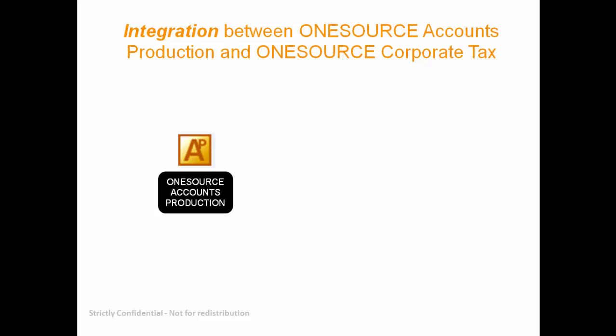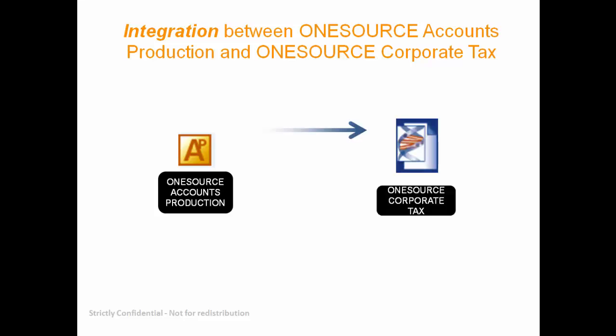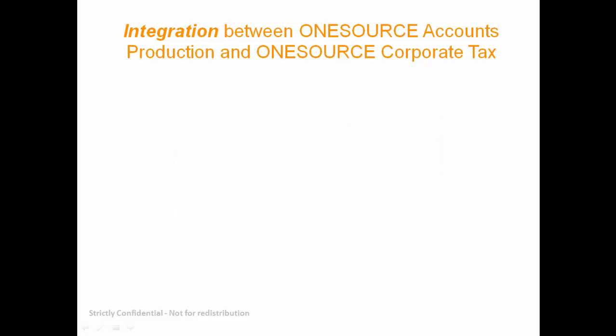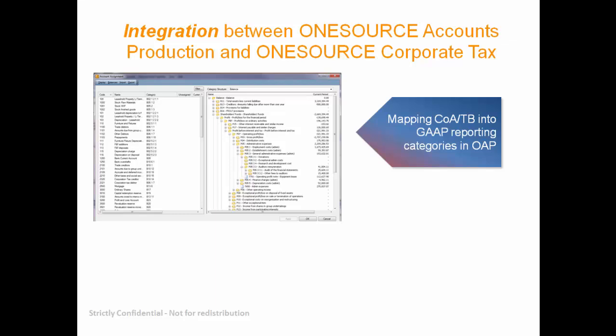The process starts with the production of statutory accounts using ONESOURCE Accounts Production. Information from here is then used to feed into the ONESOURCE Corporate Tax tool to generate data into the tax computation. We will first briefly look at ONESOURCE Accounts Production to understand how the trial balance information is mapped within the tool. This same mapping is then recognized by ONESOURCE Corporate Tax to generate various analysis schedules for the tax computation.